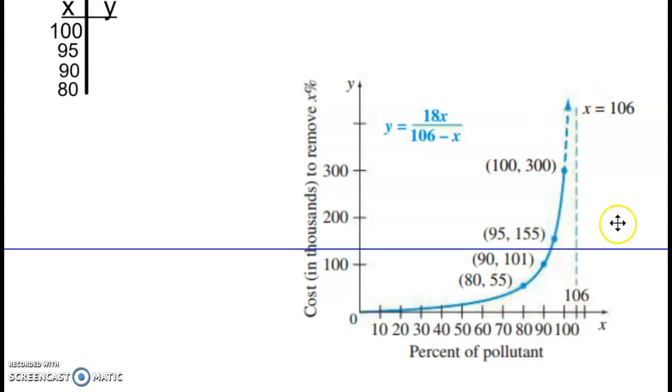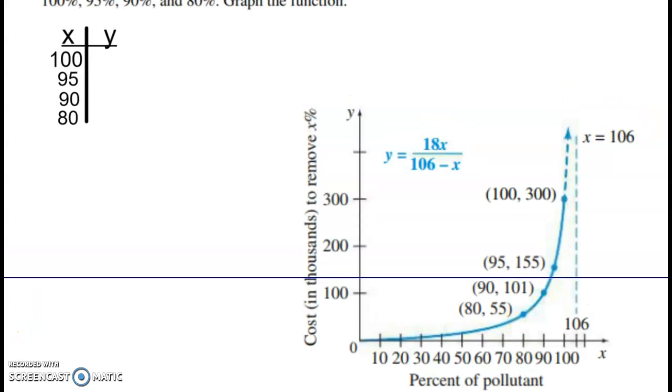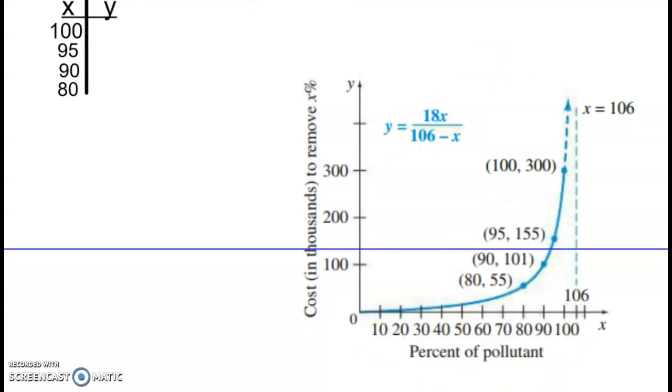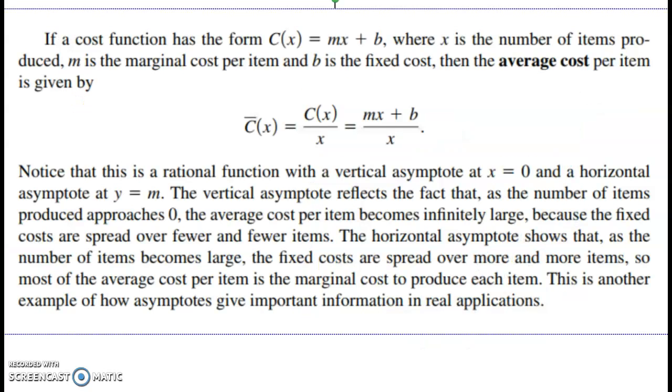Notice what my vertical asymptote was, 106. And if you look back at the function, it makes sense, because 106 minus 106 would give you 0 in the denominator. So that's where sometimes we can have an idea of how this is working. The closer and closer we get to x being 106, the bigger y gets, but it never is going to actually touch that asymptote.